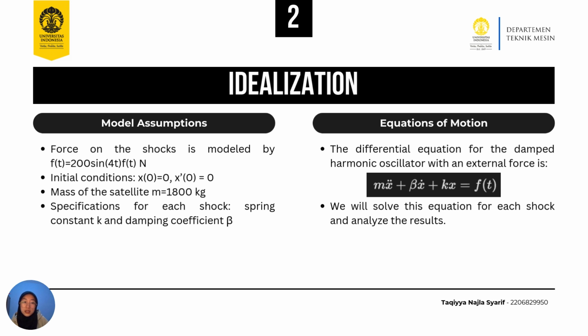Next is the idealization. We have model assumption and equation of motion. For model assumption, we have the force on the shock modeled as given, the initial conditions, the mass of the satellite, and the specification for each shock: spring constant k and damping coefficient beta. And for the equation of motion, we have the differential equation for the damped harmonic oscillator with an external force, and we will solve this equation for each shock and analyze the result.